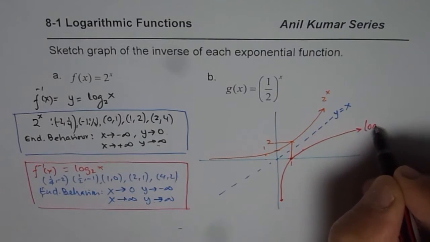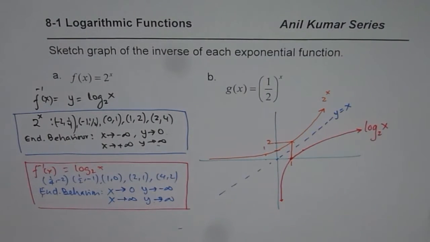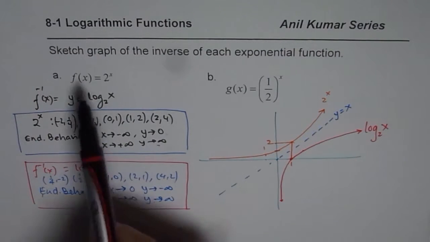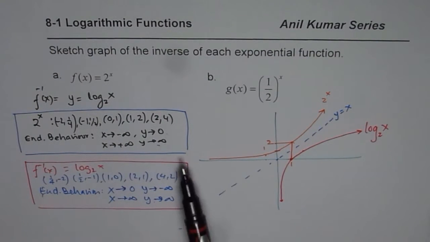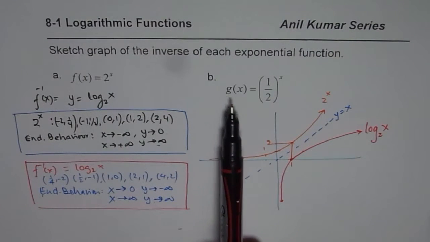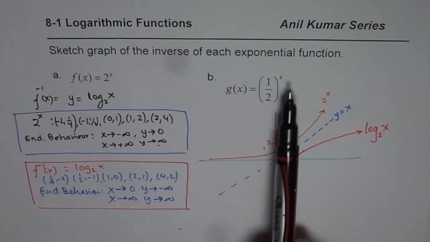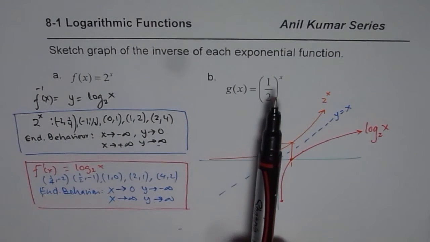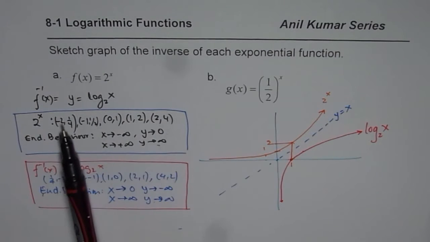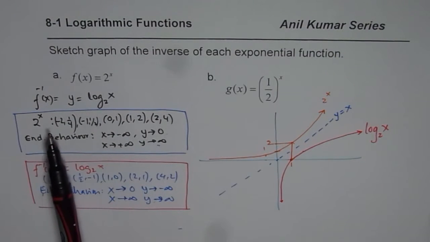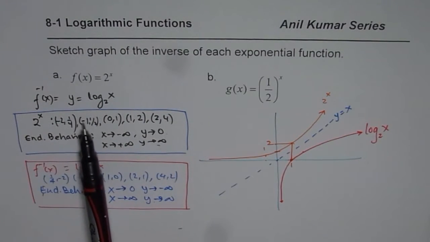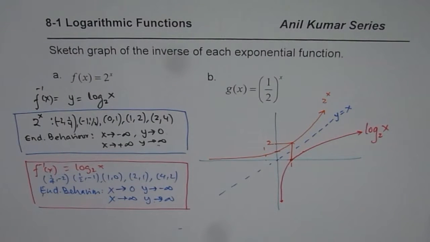That becomes our log 2x. Is that okay? So that is how you're going to sketch the graph of the function. You can use these points or any of those methods which you've learned so far. Now, as far as g of x equals to half to the power of x is concerned, I recommend you to make a table of values just as we did for different values of x from -2, -1, 0, 1 and 2, right? And then do the needful.